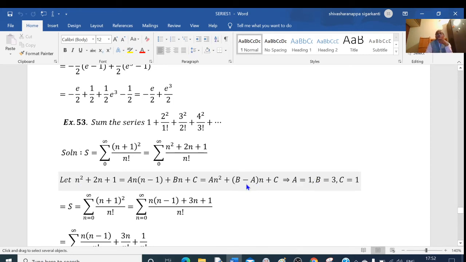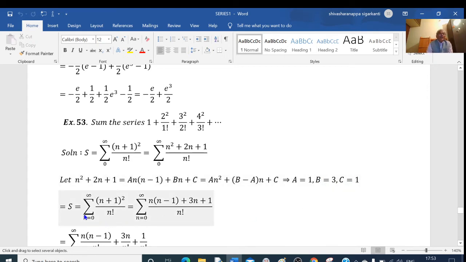Next, the coefficient of n is b minus a on the right, and on the left the coefficient of n is 2. That means b minus a equal to 2. Already we got a equal to 1, so b minus 1 equal to 2, which means b equal to 2 plus 1, that is 3. And c is the term independent of n. On the right hand side it is c, on the left hand side it is 1. So c equal to 1. So a equal to 1, b equal to 3, c equal to 1.